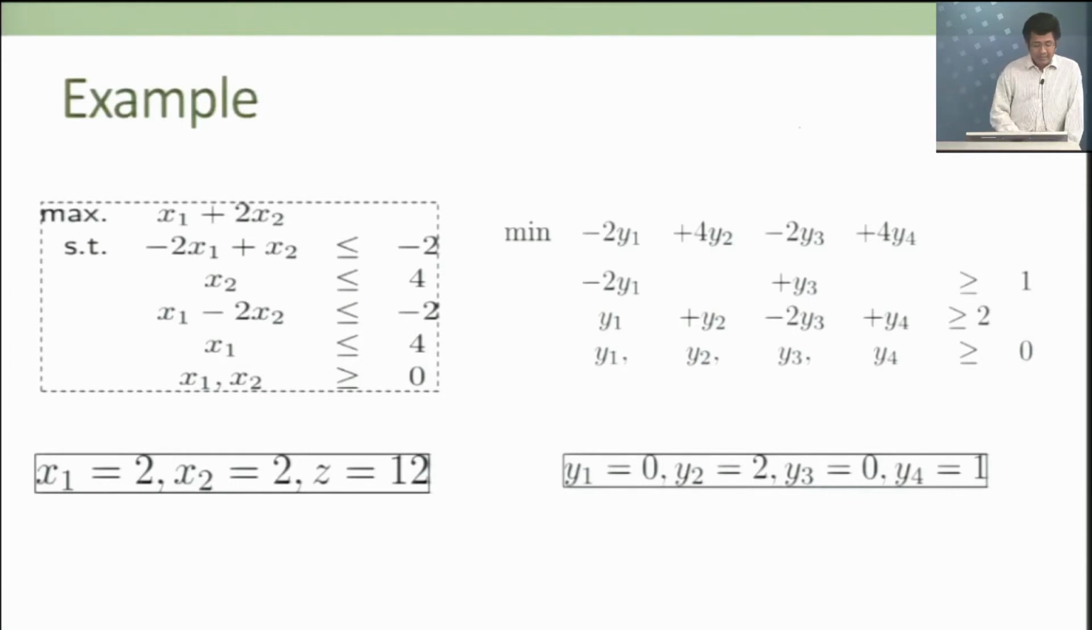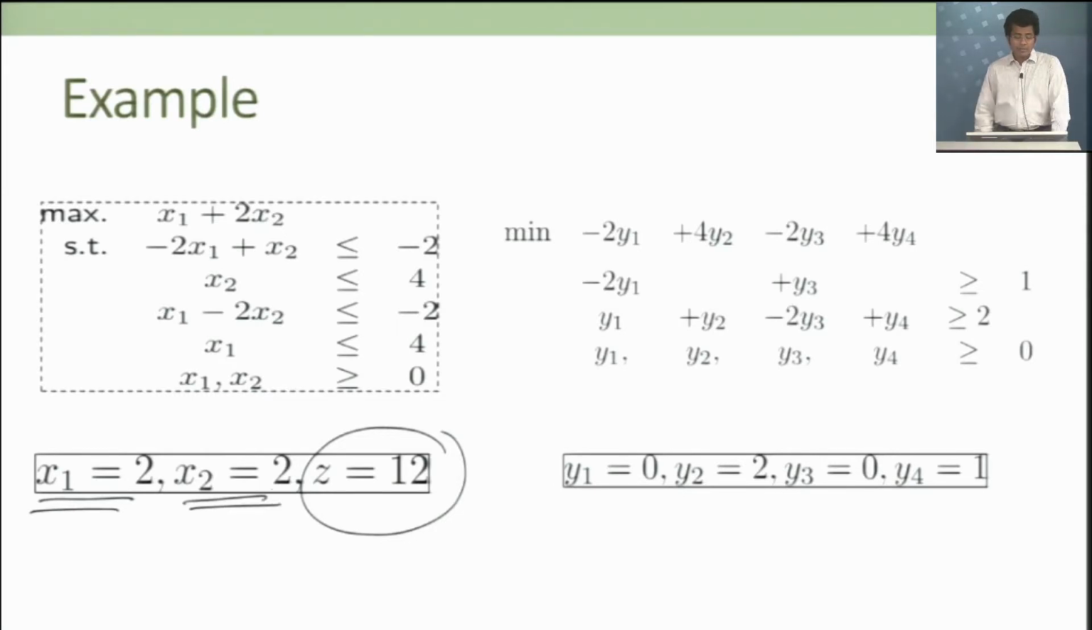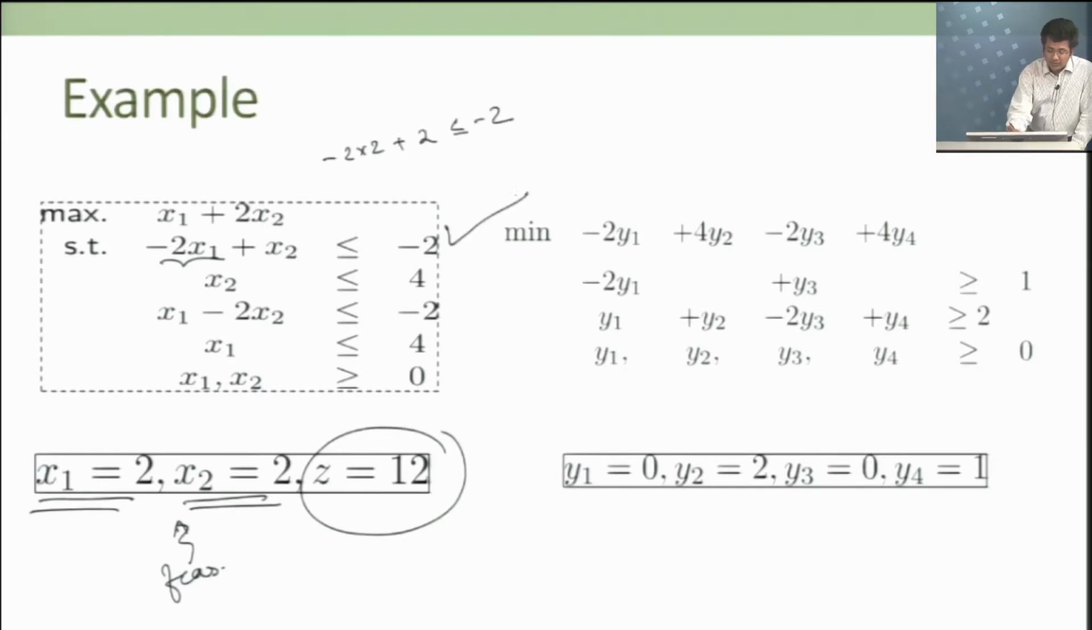So here is an example. I claim that Z equals 12 is the optimal value, and I say that X1 equals 2 and X2 equals 2 is the optimal solution. I can certainly check that this is feasible by going through every constraint. In this constraint, you get minus 2 times 2 plus 2, which is less than or equal to minus 2, so this constraint is correct. X2 less than or equal to 4, correct. X1 minus 2 X2 less than or equal to minus 2, correct. X1 less than or equal to 4, correct. X1, X2 greater than or equal to 0, correct. So you can check every constraint.